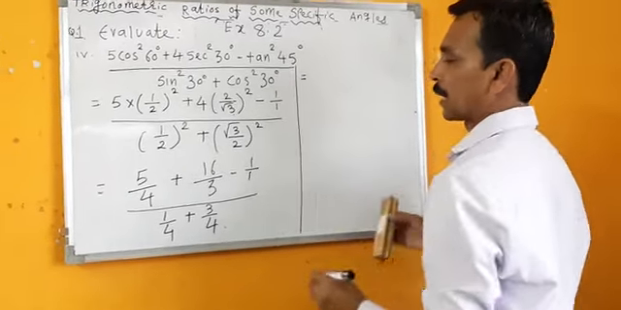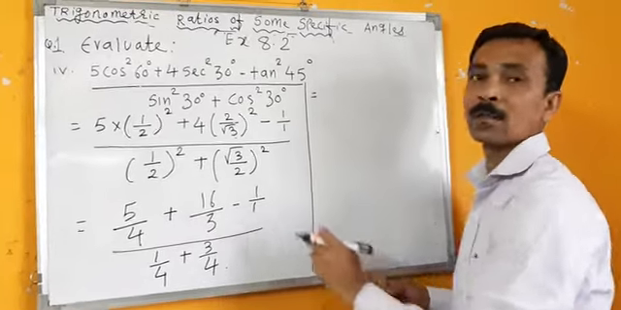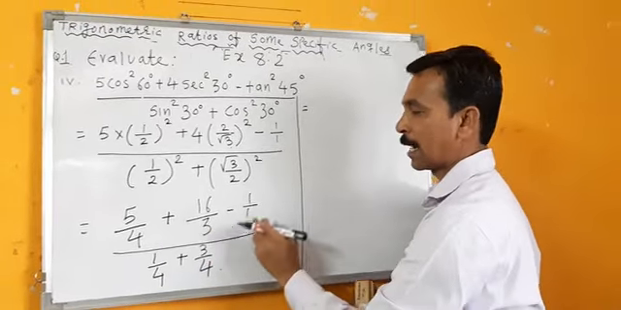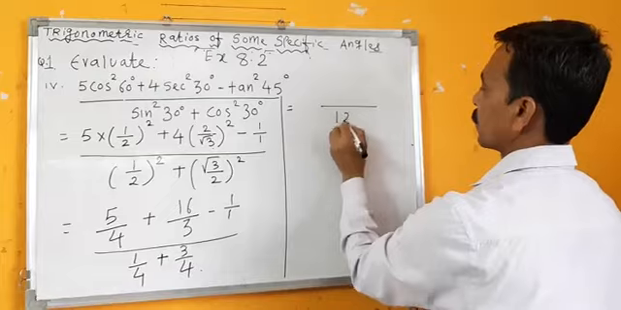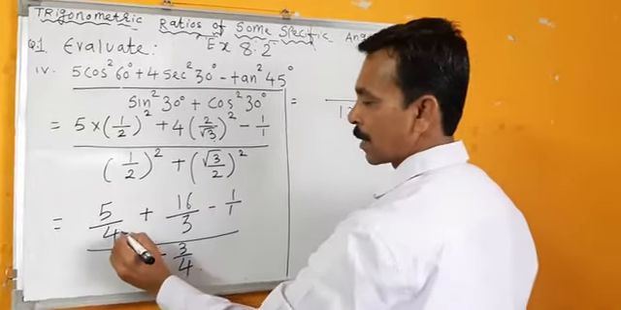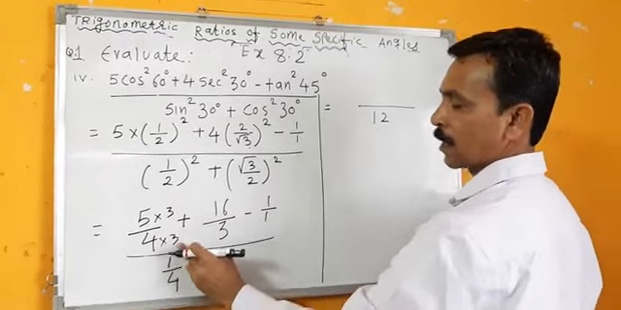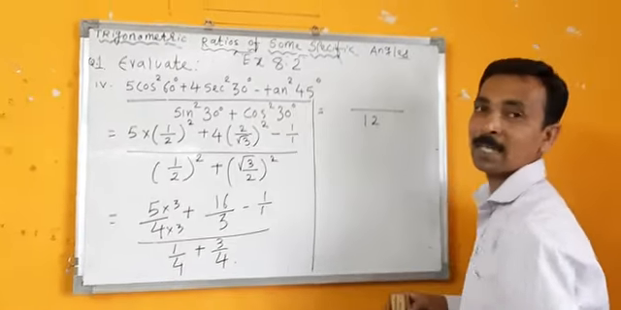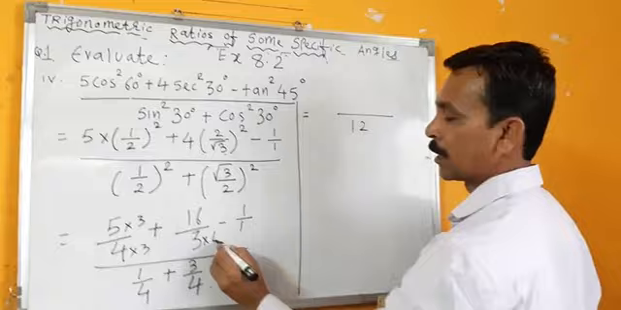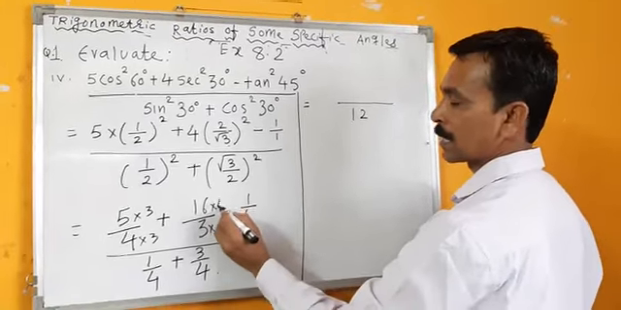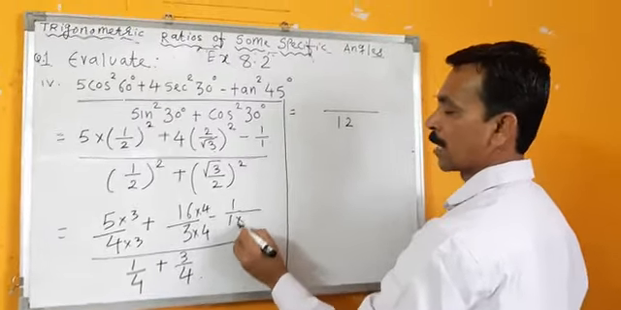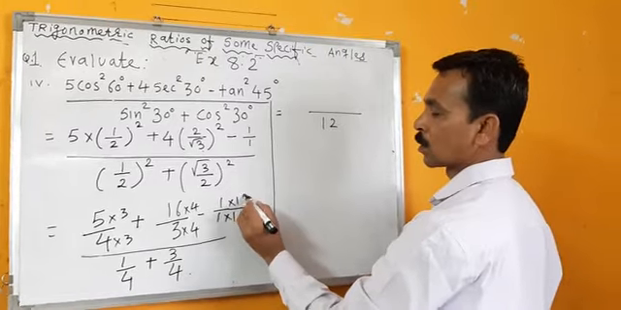Now I will take the LCM of 4, 3 and 1. What is the LCM of 4, 3 and 1? 12. Now what will come here? Into 3. Here also, because 4 3s are 12. And if you are taking 3 here, you have to multiply by 3 in the numerator. 3 into 4 is 12. So it will be 16 into 4. What will come here? 12. Here also 12.